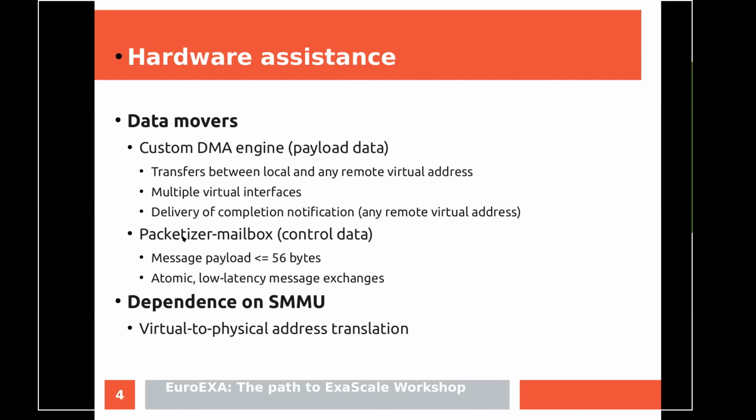Two other hardware blocks that we use are the packetizer and the mailbox, and we use them to convey the control data. And the main feature is that they can have an atomic low latency message delivery. And we use them to convey messages that are up to 56 bytes. And we should also note that we can have user level access to these hardware blocks. As also Nikos described previously in detail, we also have a dependence on the SMMU for handling the translation of virtual to physical addresses.